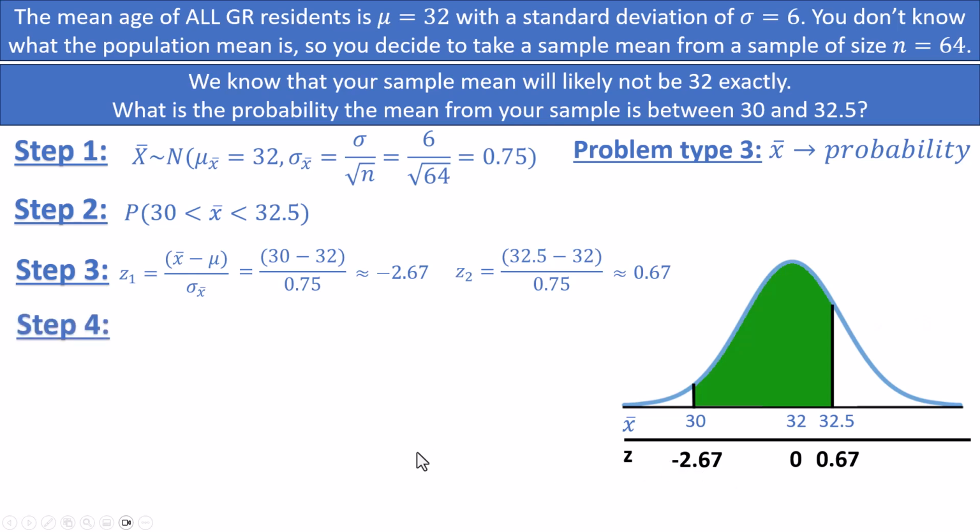We can put those numbers on our distribution on a second axis related to z-scores. And we can write out our new probability statement, this time in terms of z. Instead of x bar in the middle, now we have z in the middle, and we have those two z-scores that we just calculated in step number 3.